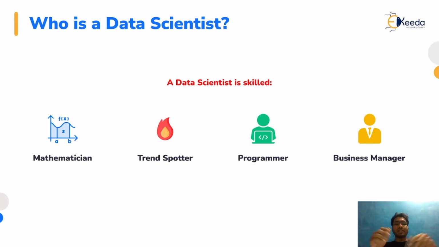Now, exactly who is a data scientist, and what are the core skills of a data scientist? If you want to become a data scientist, what are the things you should look to accomplish? First is mathematician, and along with mathematician I would also add statistician.